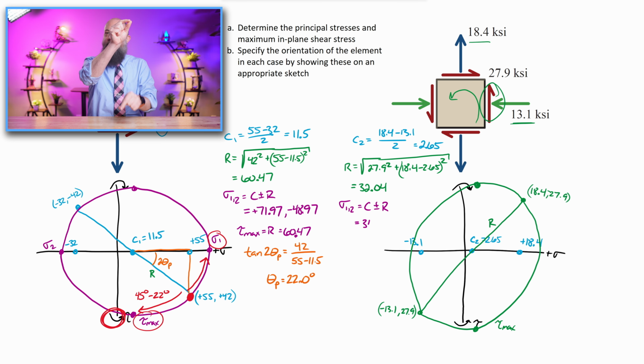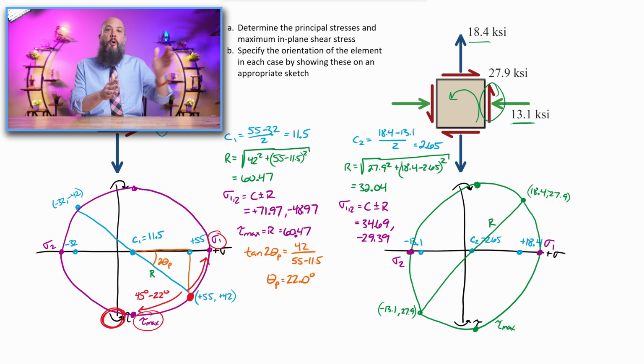The height at the top and bottom of Mohr Circle. My principal stresses are going to be the center plus the radius and the center minus the radius. So I'm going to get positive 34 and negative 29 as my principal stresses.